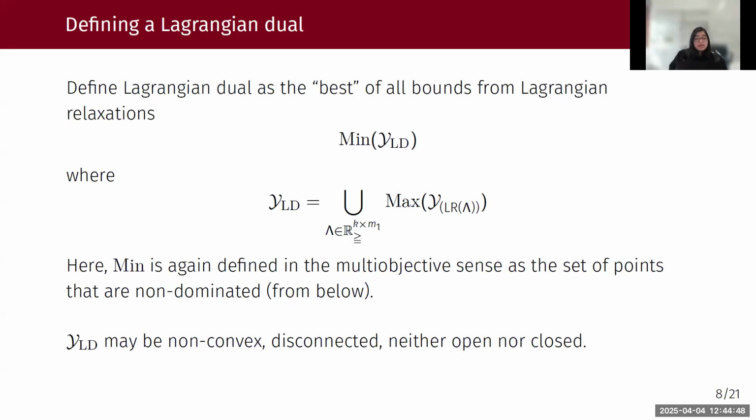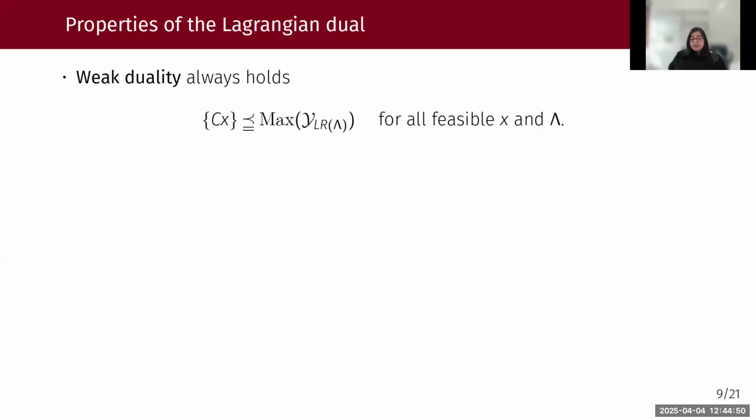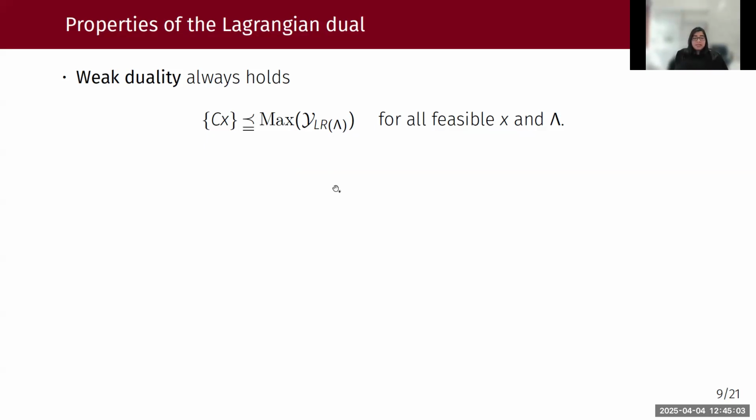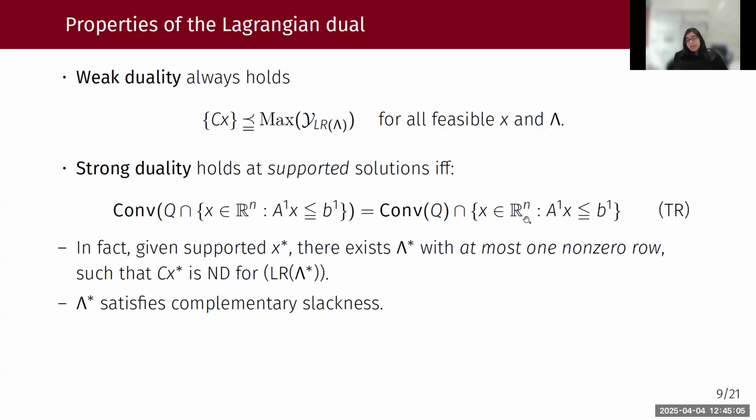Okay. All right, so just continuing with the duality theme, we find that weak duality will always hold. Strong duality holds at the supported solutions, so the ones that are on the convex hull are sort of nice and easier. Strong duality holds under this condition, which is identical to the condition you have in single objective IP for Lagrangian duality.